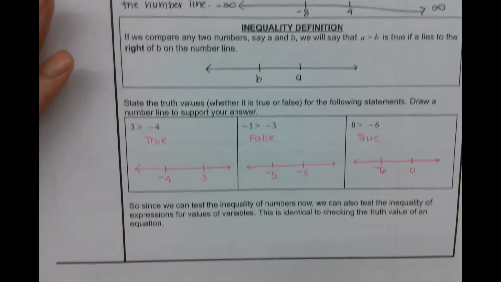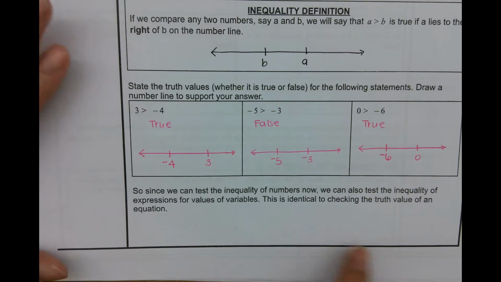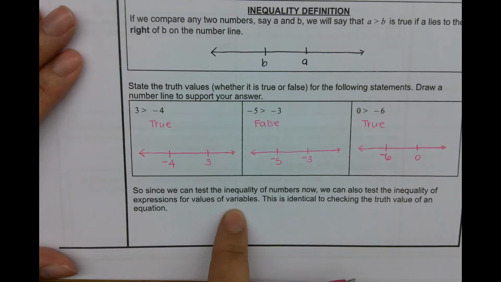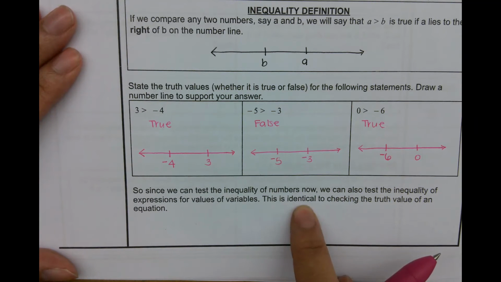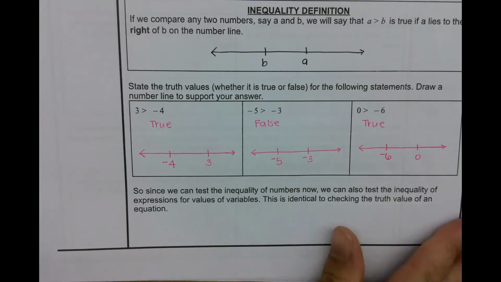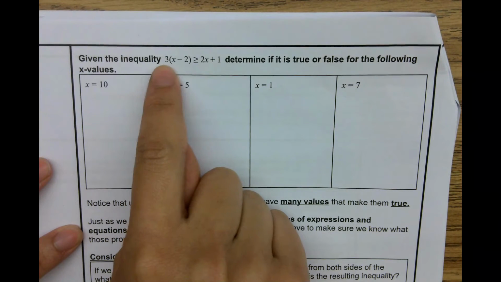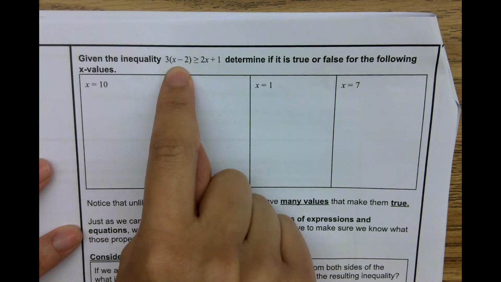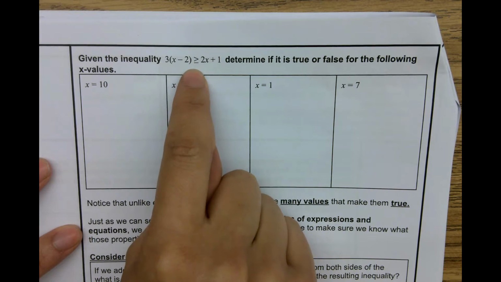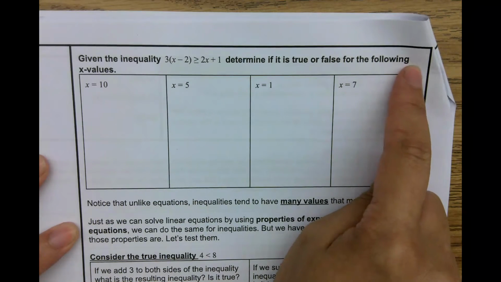Okay. So since we can test the inequalities of numbers now, we can also test the inequality of expressions for values of variables. This is identical, the same as checking the truth value of an equation. So let's flip on over. Here I have an inequality: 3 times the quantity x minus 2 is greater than or equal to 2x plus 1. We're going to determine if it is true or false for the following x values.